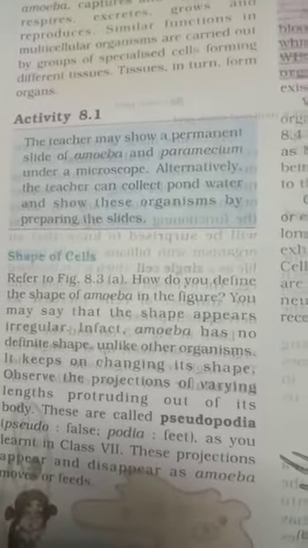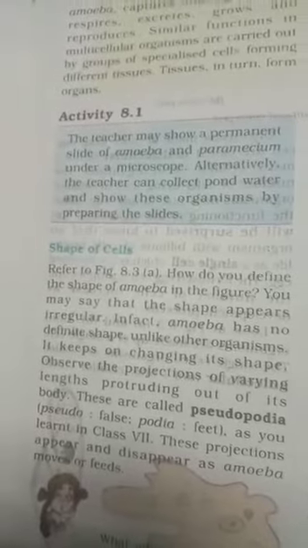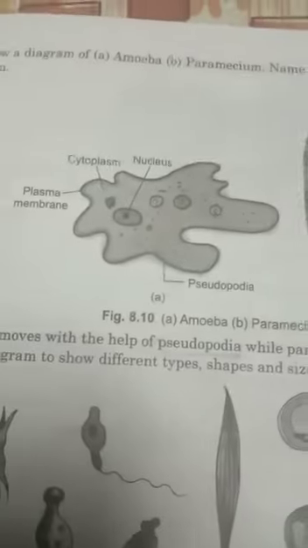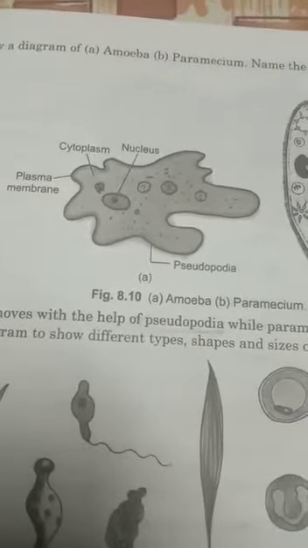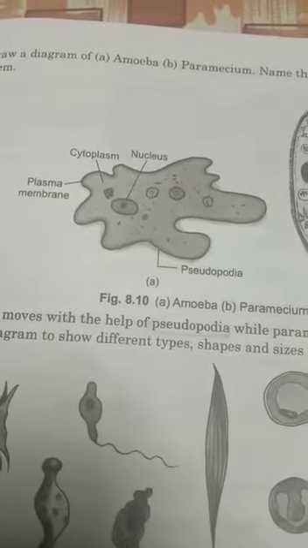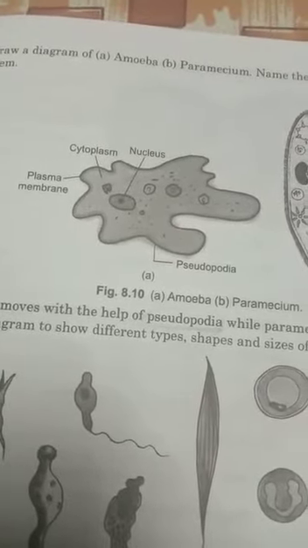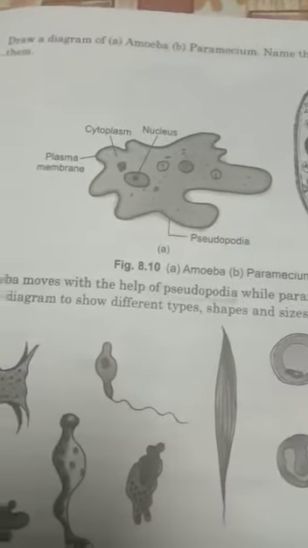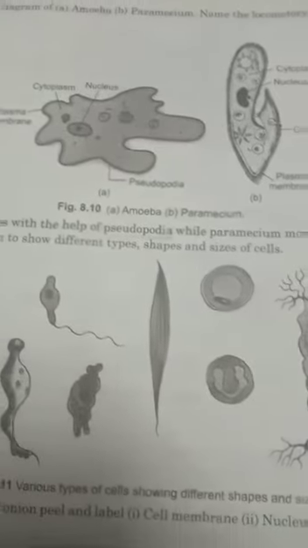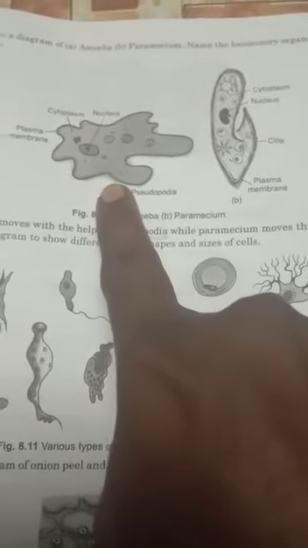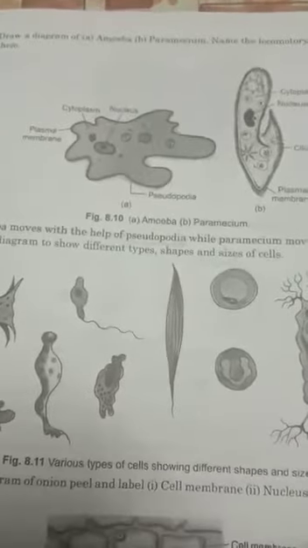Now the structure of amoeba, which we showed on our previous page. See the picture of amoeba here. This is the structure of amoeba. First, the plasma membrane is the outer layer of the organism. Inside it, amoeba has the cytoplasm, a jelly-like substance, and the nucleus, which is very important. And this one is the pseudopodia. The pseudopodia is present in the outer plasma membrane layer.